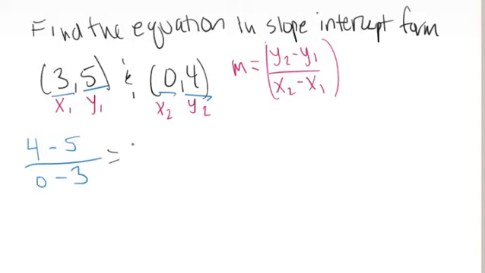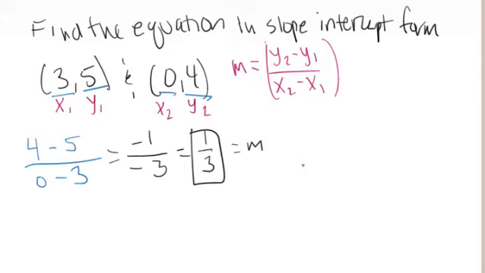This is going to be 4 minus 5. That's a negative 1, all over 0 minus 3. That's a negative 3. 2 negatives, that's going to become a positive 1/3. So this right here is equal to my slope, m.